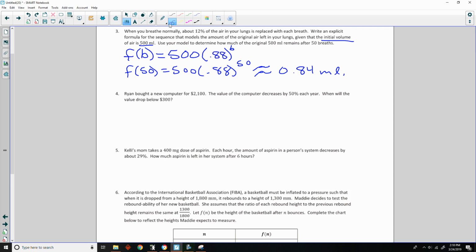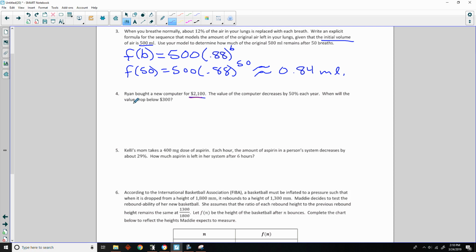Okay, number 4 says, Ryan bought a new computer for $2,100. Hello, I changed the color to purple, didn't I? Everybody see that? Yeah, you see that? The value of the computer decreases by 50% each year. When will the value drop below $300?